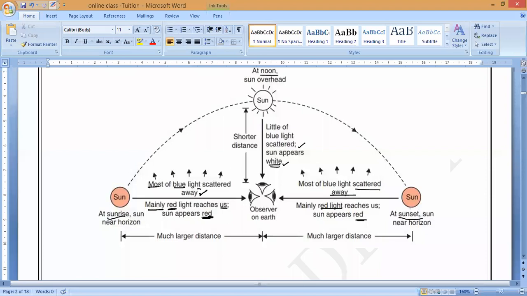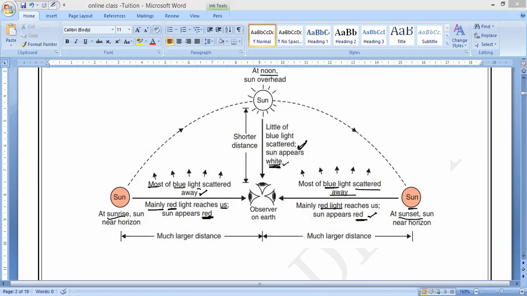The same thing if it comes to the evening also. What is happening? Most of the blue light is scattered away, and which light is reaching mainly? Red light is reaching us. That is why the sun and the surroundings appear to be red in color. Now noon time means during afternoon, 12 o'clock. Understand? At noon time, a little blue light is scattered, and that is why the sun appears to be, guys, what is the color of the sun, Bhumika? The color of the sun is white.